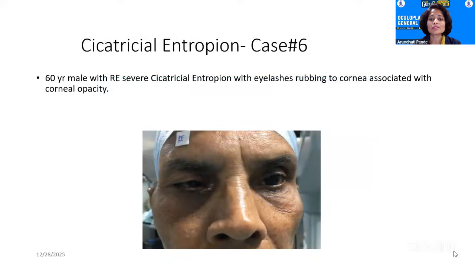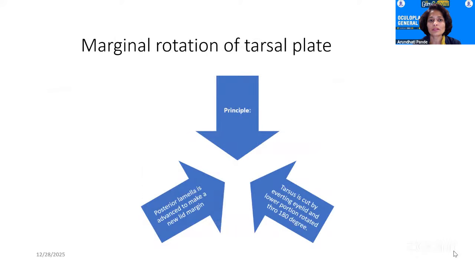So this 60-year-old male had right eye severe cicatricial entropion with eyelashes rubbing the cornea, associated with corneal opacity. So what is done is a marginal rotation of tarsal plate. What is the principle? Tarsus is cut by everting the eyelid and the lower portion is rotated 180 degrees. Posterior lamella is advanced to make a new eyelid margin.